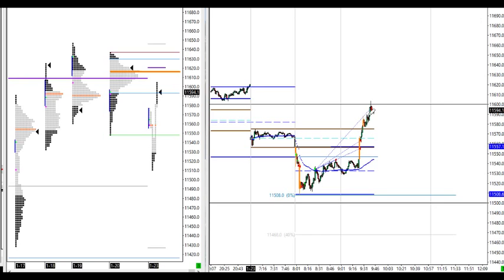Straight up to 600 here, scale out, still have a part of the position for a full target up to 620s. Very nice. 530s up to 600s and aiming for 620s.